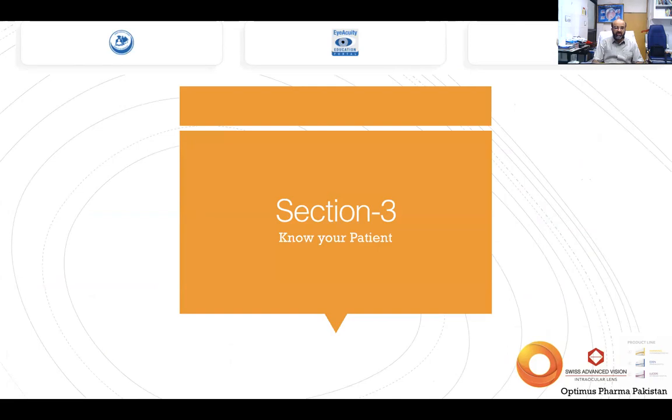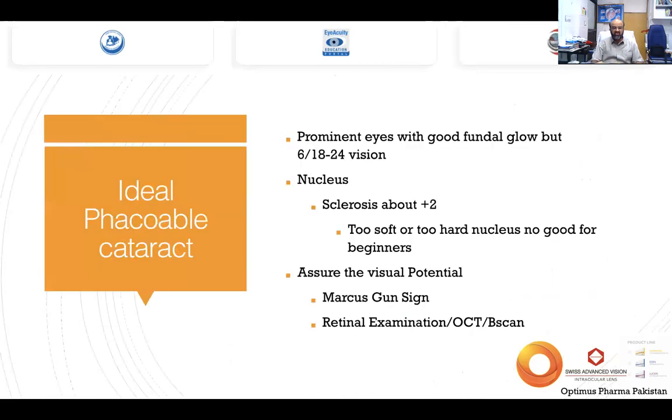In section 3, we discuss a few patient factors, which will of course follow in our later discussions as well. So who is the ideal Phaco cataract patient? With less than plus 2 or just plus 2 sclerosis, the VN in the range of 6/18, 6/24, and with good fundal glow, so that the rhexis can be undertaken in an effective manner. Too soft and too hard a nucleus are not good for beginners.